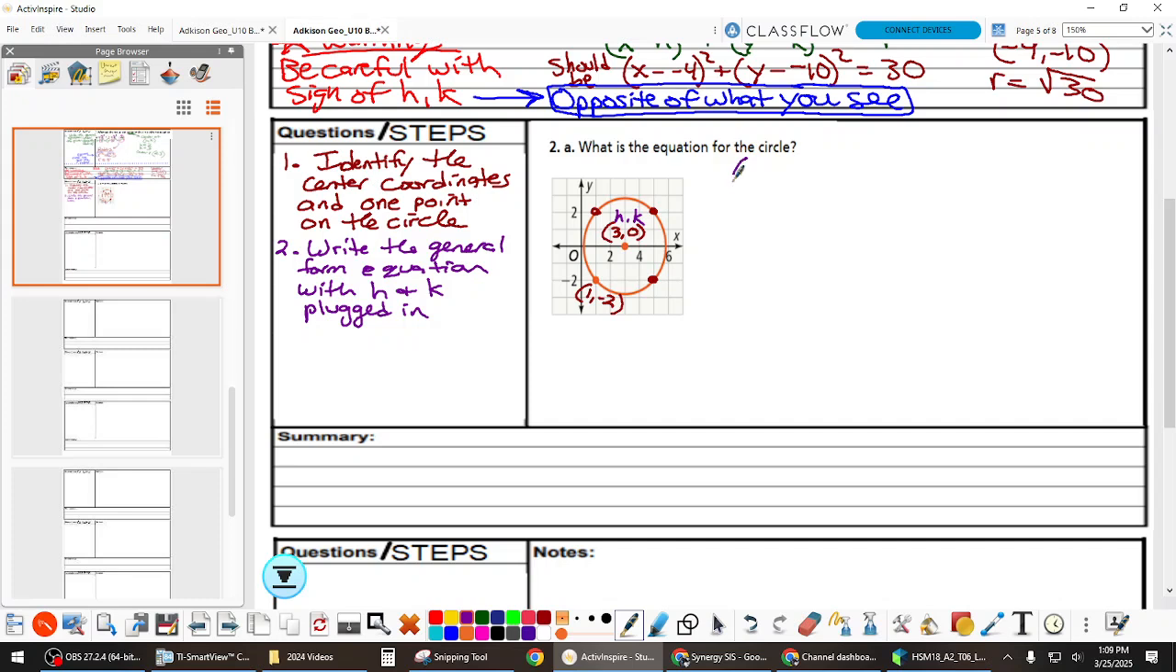Okay, so that step looks like this. We know it's x minus h squared plus y minus k squared equals r squared. So this is going to look like x minus 3 squared plus y minus 0 squared equals r squared. That's as far as we are at this point. We know h and k, so plug those in. Okay. I'm just going to underline those, like that's the new part that we added to the equation. How do we find r squared?